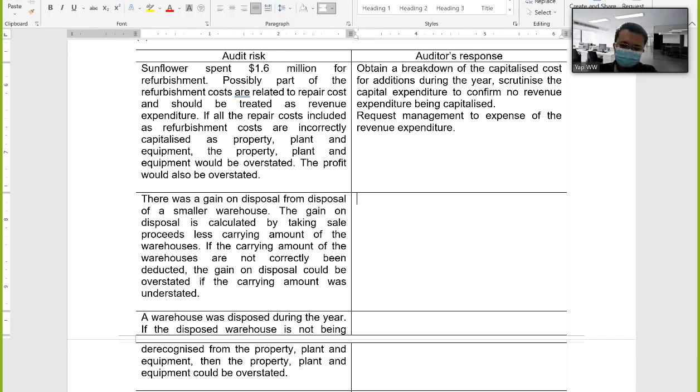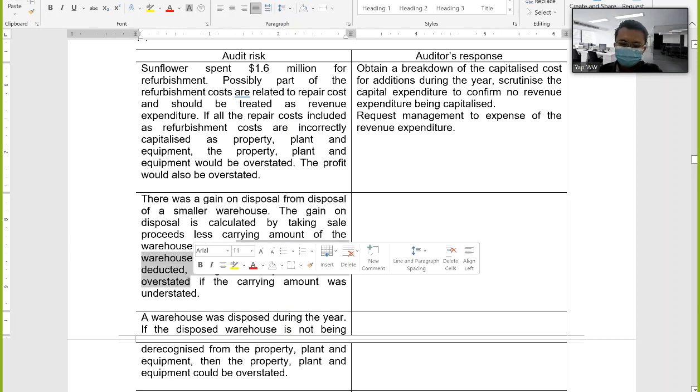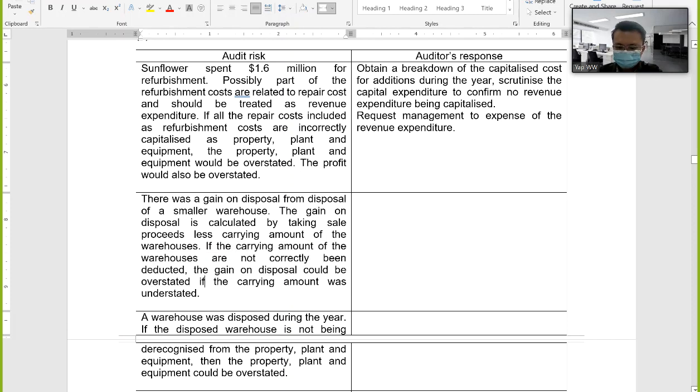Next, there was a gain on disposal from disposal of a smaller warehouse. The gain on disposal is calculated by taking sales proceeds less carrying amount. If the carrying amount of the warehouses is not correctly deducted, of course the gain will be overstated. Okay, so the risk is I'm afraid the carrying amount is not correct.